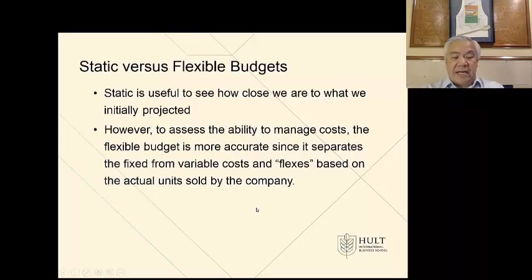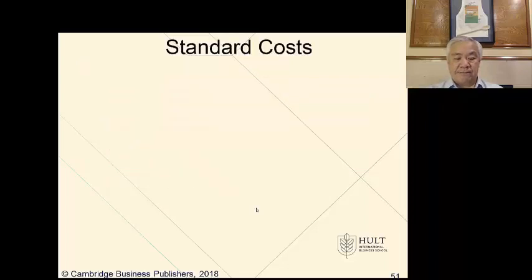Static versus flexible. Static is useful to see how close we are to what we initially projected. It's kind of accountability. However, to assess the ability to manage costs, the flex budget should be used since it is more accurate and it separates the fixed and variable costs and flexes based on the actual units sold by the company. So it's a far better measure of cost management than a static budget.